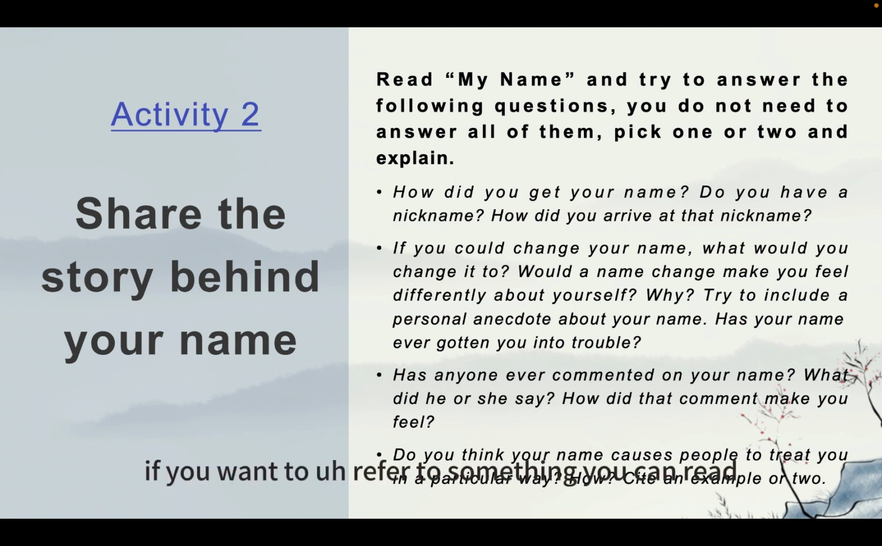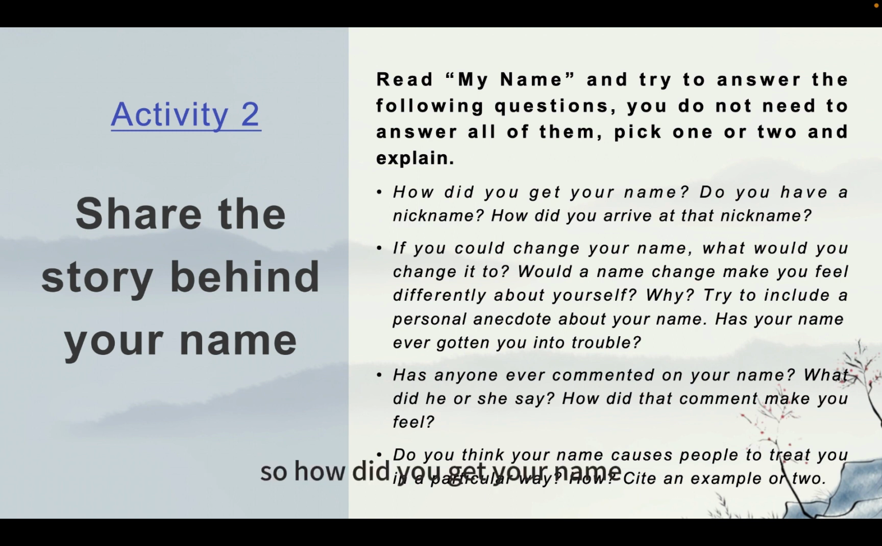If you want to refer to something, you can read "My Name" on the Canvas page. It's a very short article in The House on Mango Street. It's a novel by Sandra Cisneros. This chapter is not very long, it's just one page. Okay, just read it, or you can also refer to the questions here.